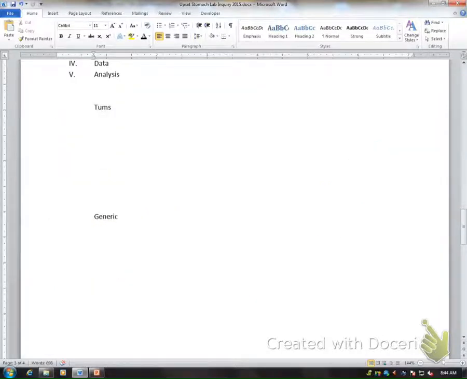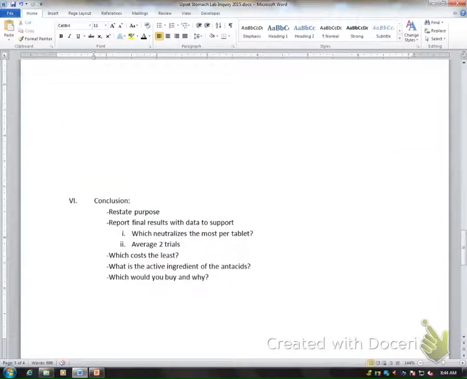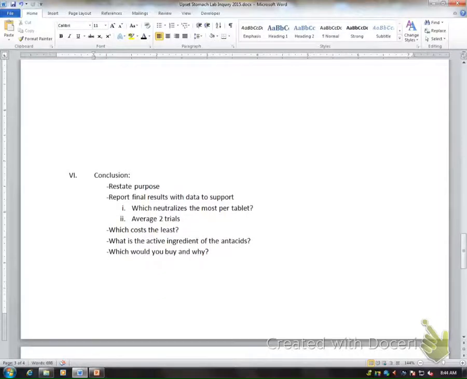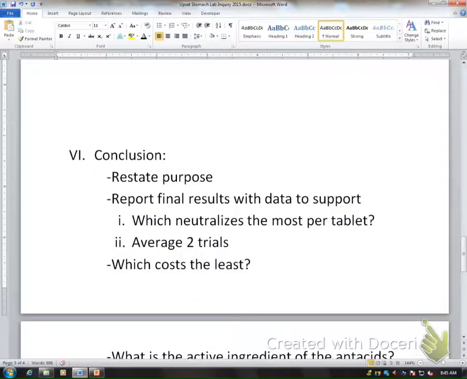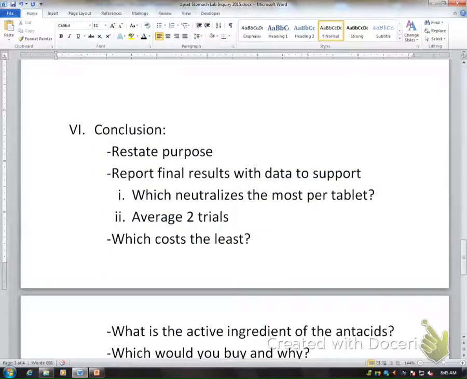Now once you have that information, then you're ready to do your conclusion. Here's the information for your conclusion. Let me make that a little bit bigger for you. So as always, restate your purpose. You're going to report your final results with data to support it. Now, not the raw data from your data table, but your answer to the analysis. So which neutralizes the most per tablet? So was the Tums stronger or was the generic stronger? And then which one cost the least?